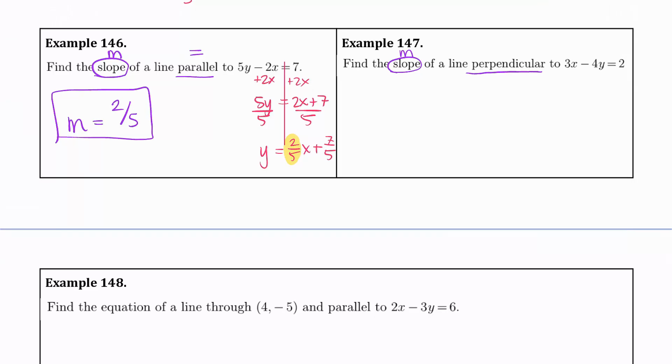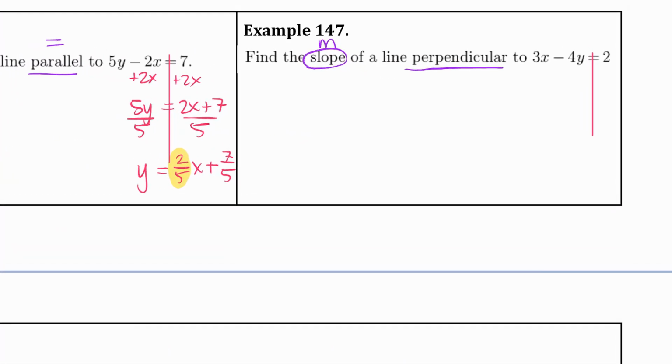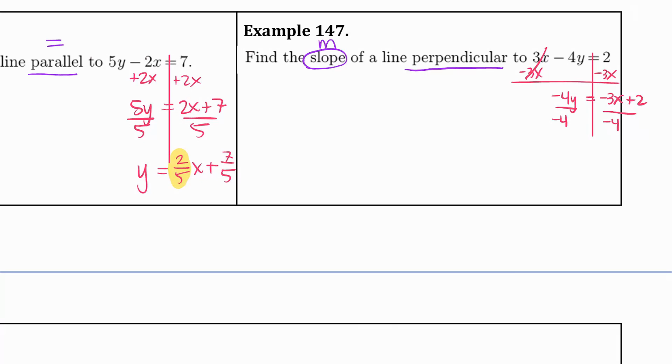3x minus 4y equals 2. Okay, so we got to figure out what is the slope of this line first. We're going to solve for y just like we did on the last one. Move our x's to the right side. And we end up with negative 4y equals negative 3x plus 2. To get y alone, we can divide both sides by negative 4. And we get y equals negative 3 divided by negative 4 simplifies to be positive 3/4 x. 2 divided by negative 4 gives us minus 1/2.